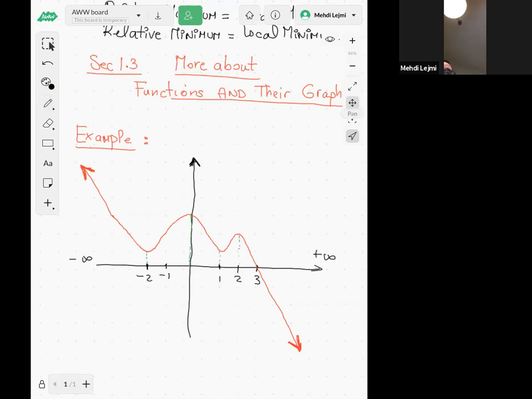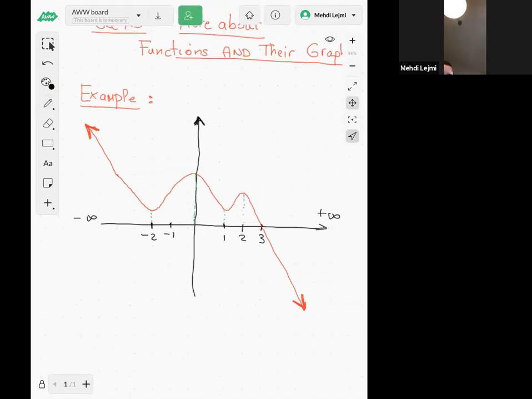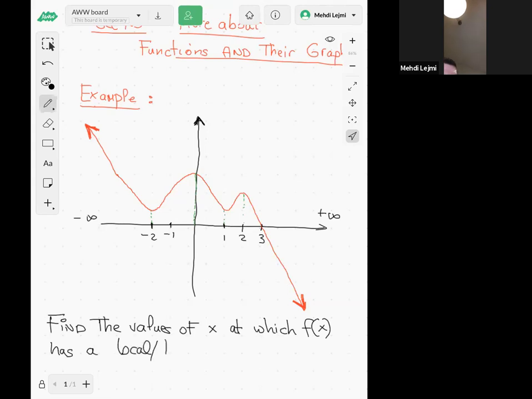Anyway, so let's say the question is, like in the homework, find the values of x at which f of x has a relative or local max and local or relative min.